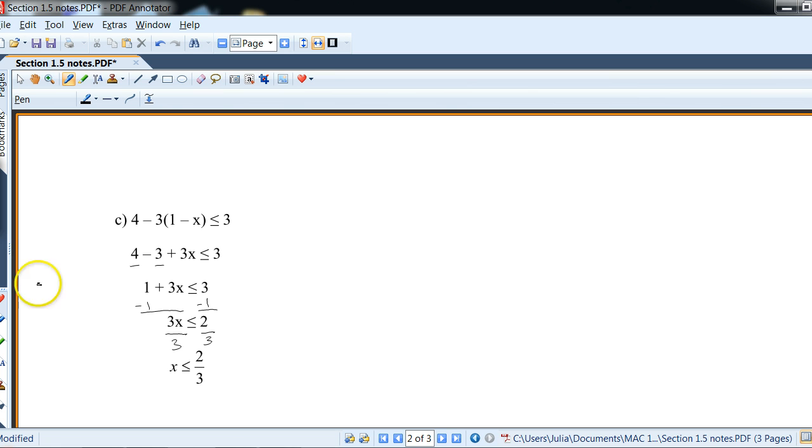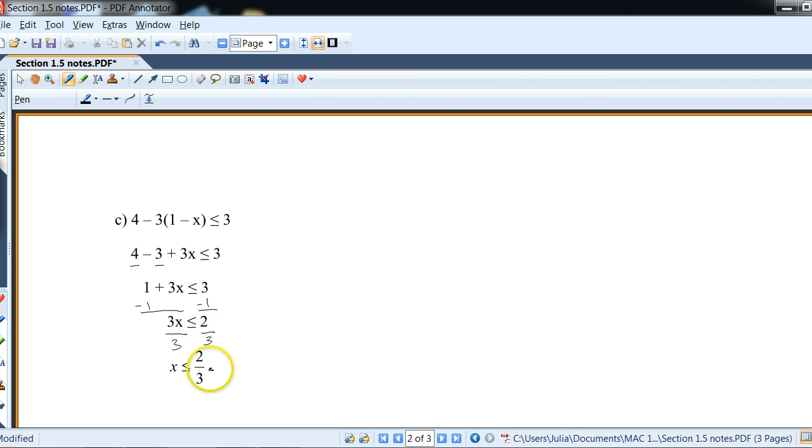Then we can have more compound inequalities like 4 minus 3 in parentheses 1 minus x is less than or equal to 3. Here we need to do a little bit more algebra. We can distribute the negative 3, so we'll get 4 minus 3 plus 3x is less than or equal to 3. We can combine 4 and 3. They're like terms. It becomes 1 plus 3x is less than or equal to 3. We subtract 1. We get 3x is less than or equal to 2. We can divide by 3.